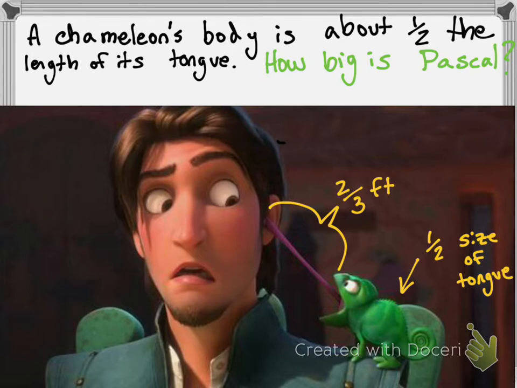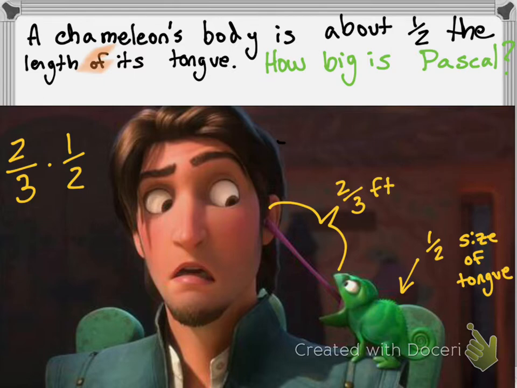I believe it's half. So the word that tells us what we're doing is of. Of means multiply. So that's something that you should write down. Whenever you see a problem that has the word of, it's typically telling you to multiply. So we're going to multiply 2/3, which is the length of the tongue, by half. And that's how we're going to find out how big Pascal is.